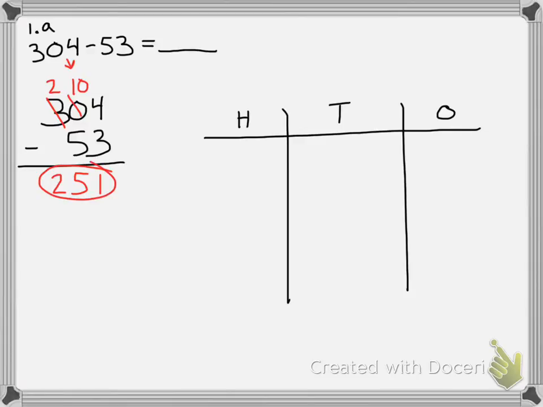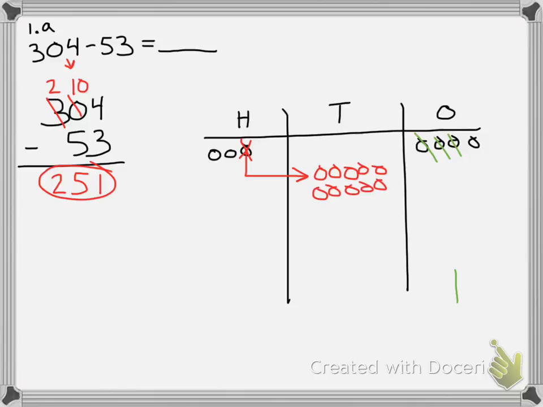So now I'm going to come over here, and I've got 1, 2, 300, and 4. Obviously I can go ahead and just subtract my 3 over here, which leaves me with 1, but I'm going to have to do a little bit of unbundling right here, so I'm going to unbundle one of my hundreds, move it over here. 1, 2, 3, 4, 5, 6, 7, 8, 9, and 10.